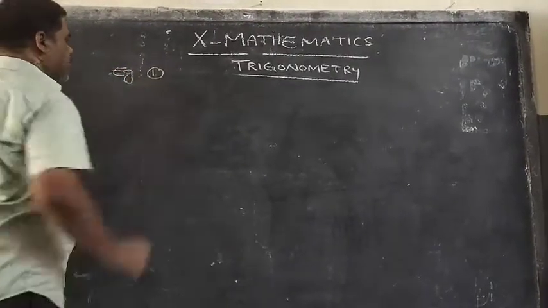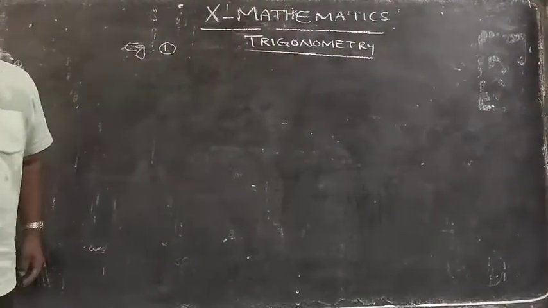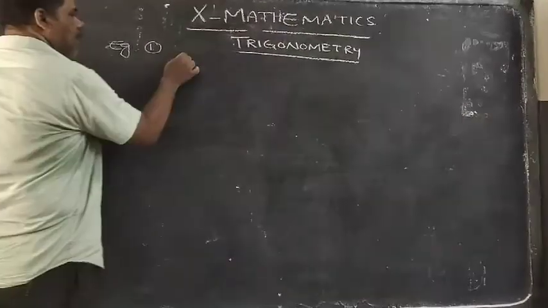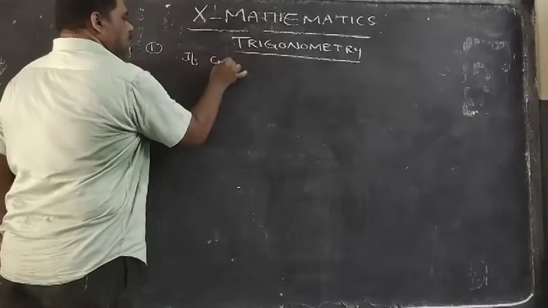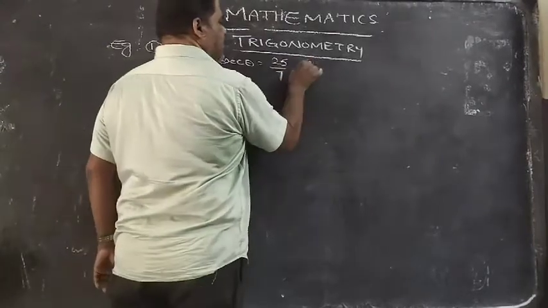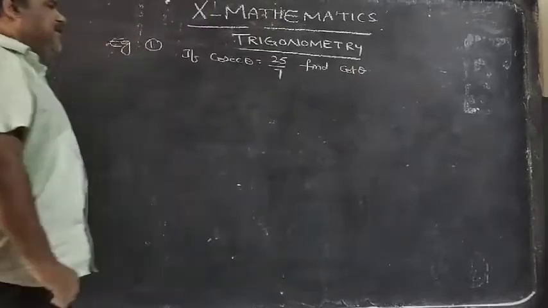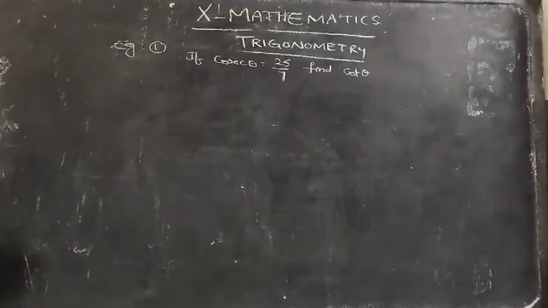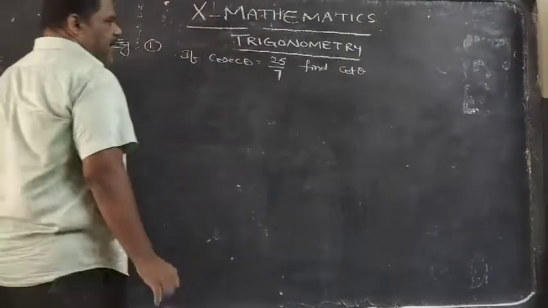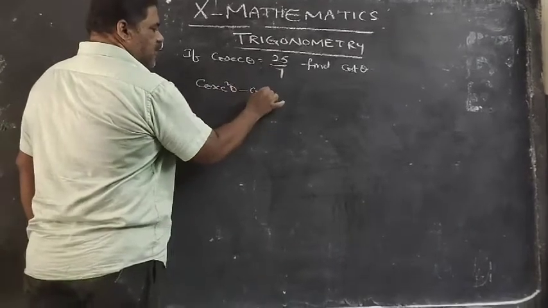Let us do this example. If cosecant theta is equal to 25 by 7, find cot theta. If cosecant theta is 25 by 7, we have to find cot theta. So there is a relation between these two, that is an identity: cosecant square theta minus cot square theta is 1.